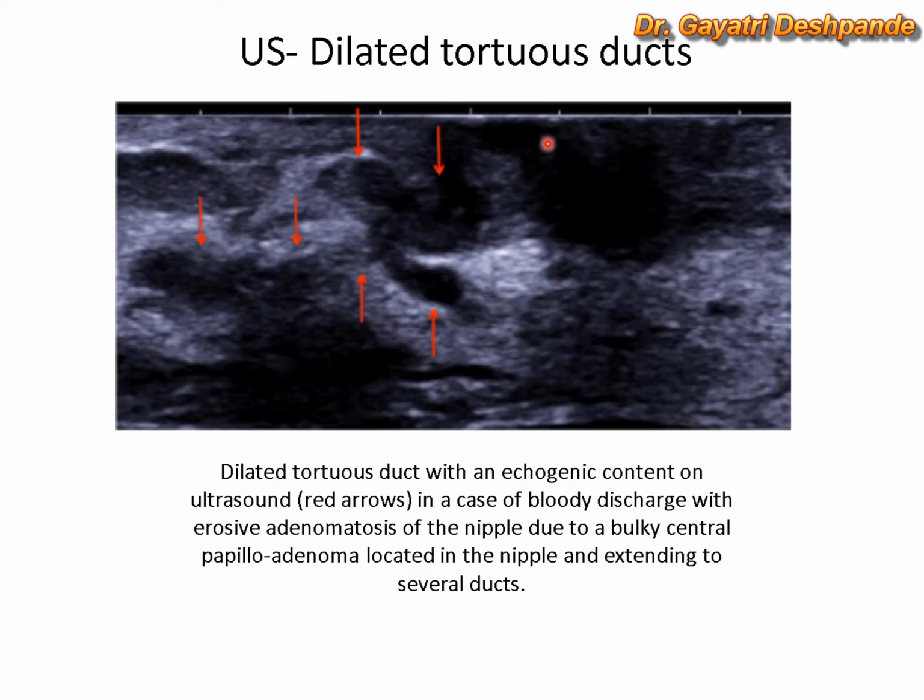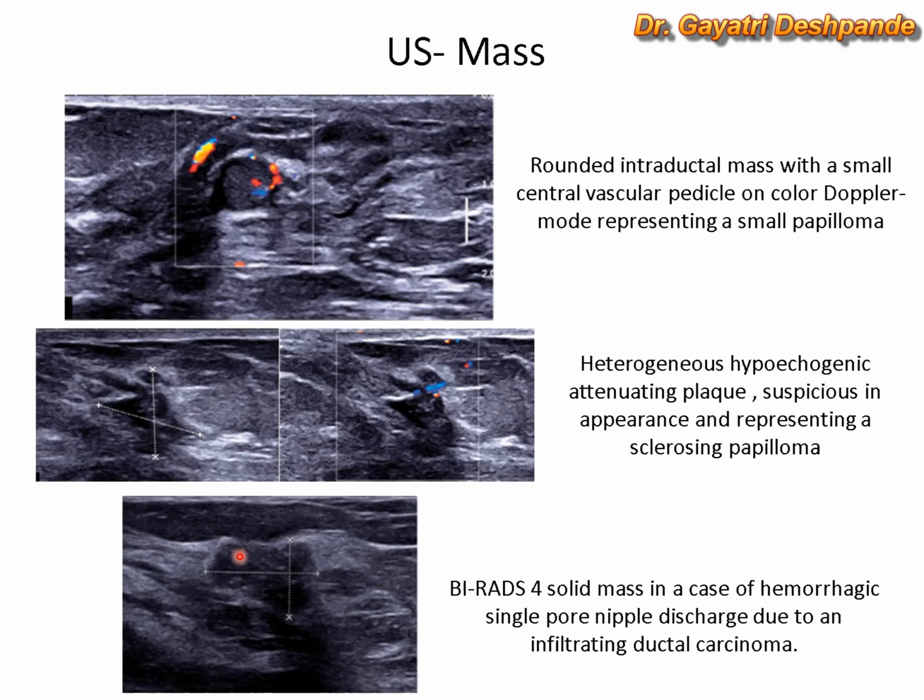Ultrasound can also help to detect dilated tortuous ducts like shown in this picture. Ultrasound can also detect a small mass inside the duct which has a small pedicle on color Doppler and turned out to be a small papilloma. It can also detect a heterogeneous hypoechoic lesion like shown in this picture, or a BI-RADS 4 lesion in a patient with hemorrhagic nipple discharge from a single duct which turned out to be an infiltrating ductal carcinoma.